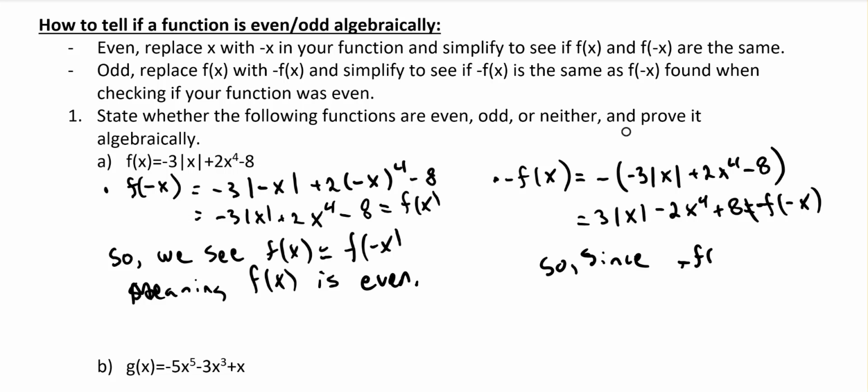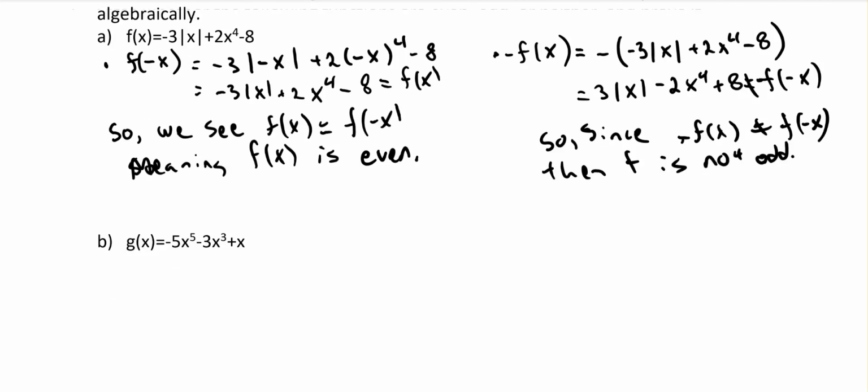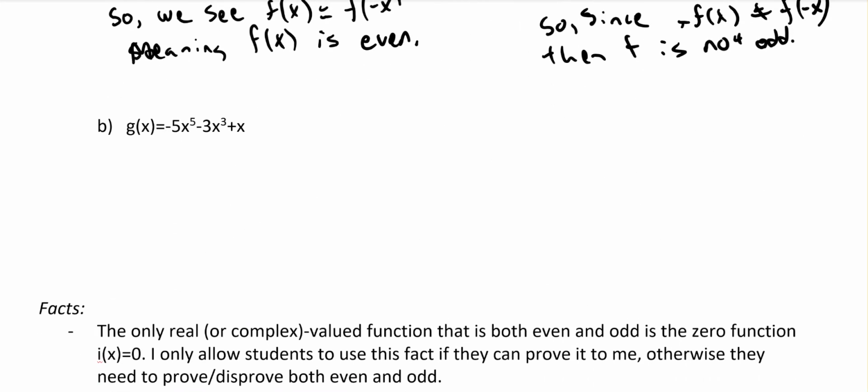So since negative f of x is not equal to f of negative x, then f is not odd. So again, I've made my conclusion too. So I proved it, I made my conclusion. So why don't you try doing G for a second?